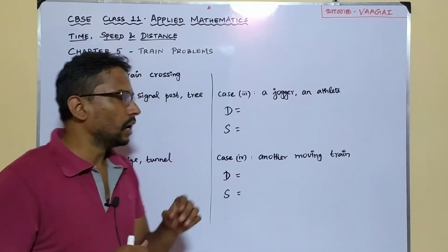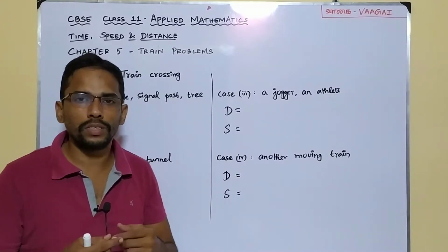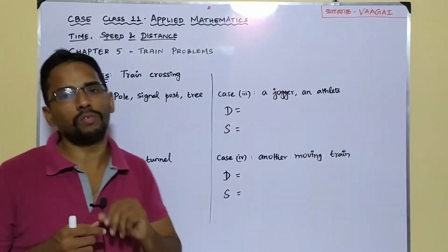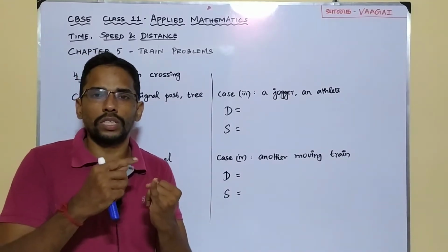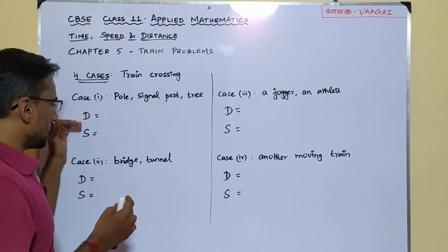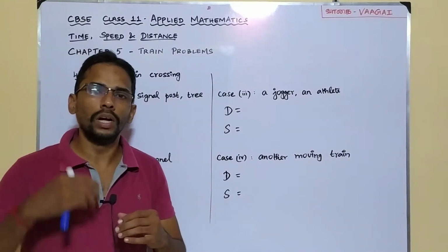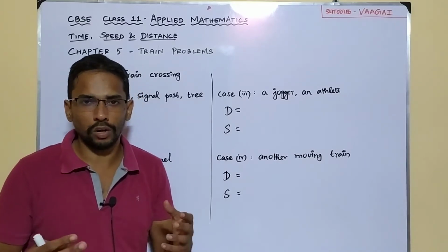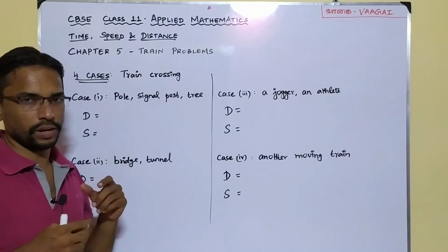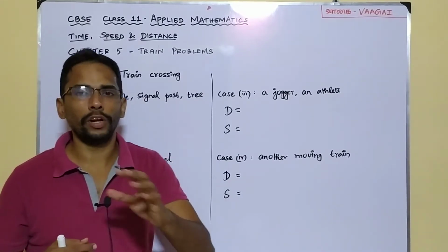So this way, a train is going to cross these kinds of objects. Then what happens about the distance and speed? These 2 things we have to calculate. So we must see what is the distance and what is the speed. Why? Because if we know the distance and speed, it would be very easy for us to find the time, because time is equal to distance divided by speed. So let's see what would be the distance and what would be the speed when a train crosses single point objects like this.